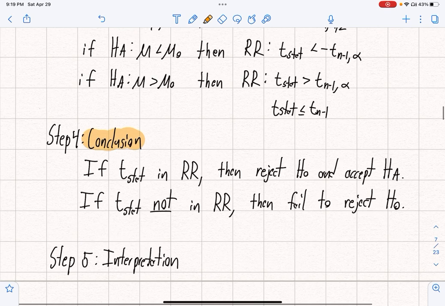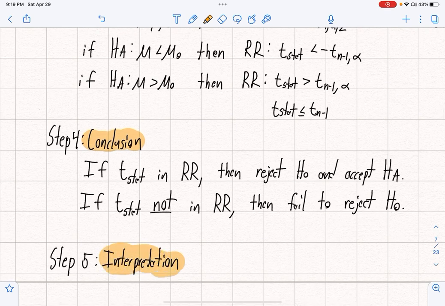And then finally, our step 5 is just our interpretation. And all we're doing is we're going to take our conclusion and restate it within the context of the problem.